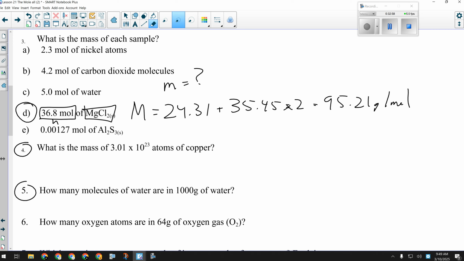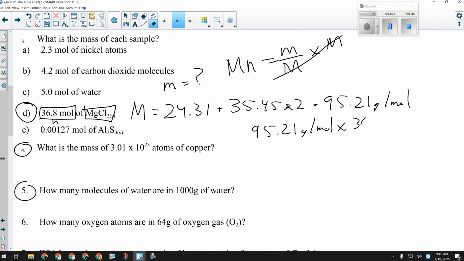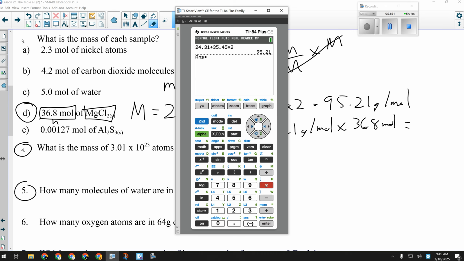So now we have to do a little bit of algebra so that we can get little m. So we're going to multiply both sides by big M, multiply these two numbers together and get mass. So that'll be 95.21 grams per mole times 36.8 moles. Okay, so we should get 3,503.73.